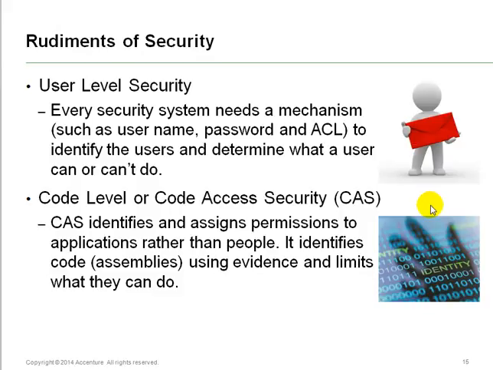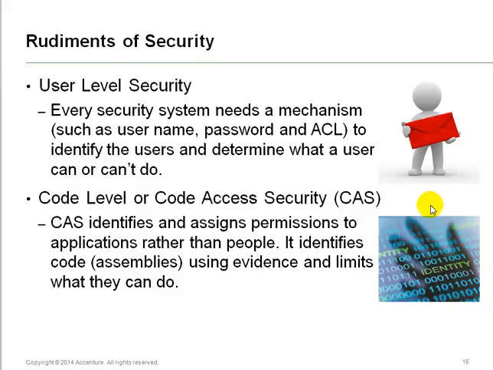The rudiments of security consist of user-level security and code-level security, or code access security, sometimes abbreviated to CAS. User-level security is needed by every system. We typically need a username and password to log in. That process is called identification. When we give our name and password, the system identifies us.